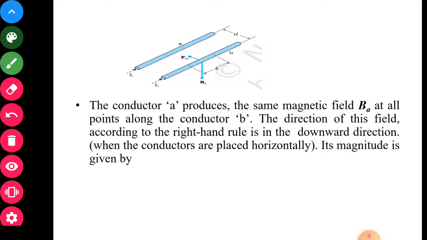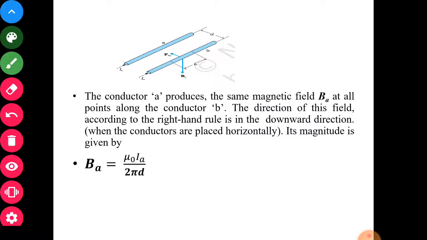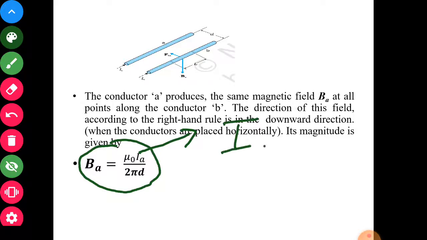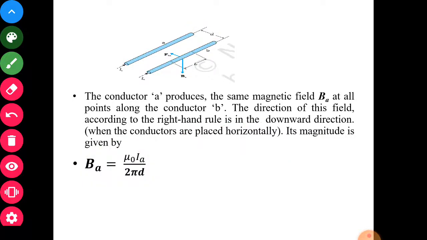Its magnitude we can give by this formula, B is equal to mu 0 I upon 2 pi r. This is the equation for the magnetic field of the current carrying conductor A. So the magnetic field produced by conductor A is given by mu 0 I upon 2 pi d. That current is in conductor A, and that current is IA, so we have written IA. The distance between them is D, so we have taken D as the distance, okay.